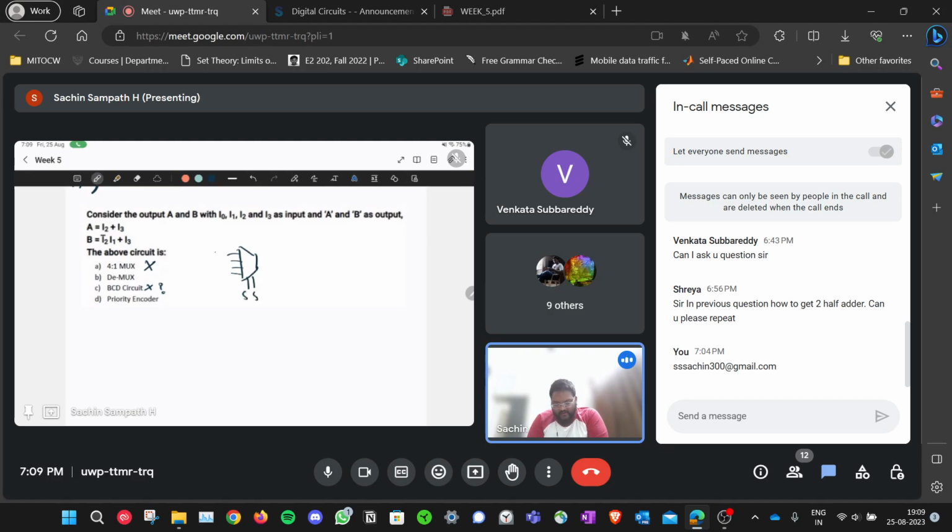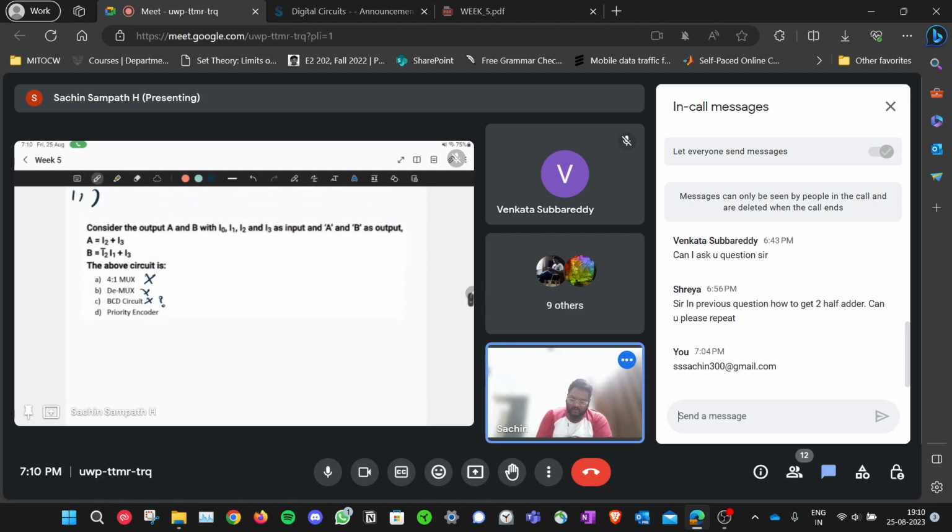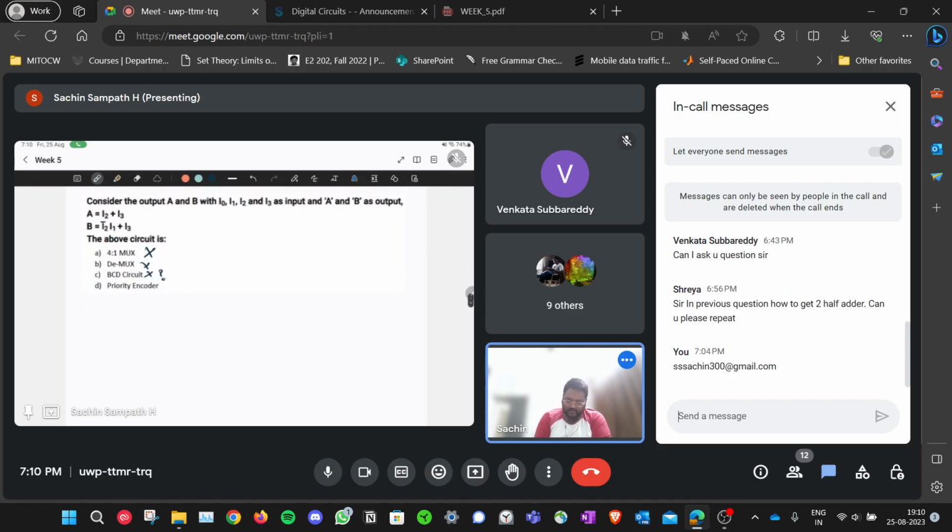You have select lines here and you have inputs here and one output. Dmux will be the opposite of this. You'll have more outputs than inputs in a Dmux. And there's nothing really about any select lines anywhere here, so it's probably not a Dmux either. So just by elimination you can say with high probability that it's a priority encoder, but if you want to be sure, you can write out the truth table for it.